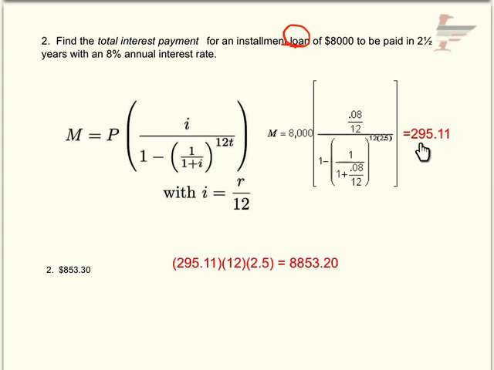$295.11. Well, you're going to pay that monthly for 2.5 years. So if you take that payment times 12 months times 2.5 years, you get this amount of money. Well, then you borrowed $8,000. So if you subtract the $8,000 from that, then you get that answer, and that's called interest, right? Because the bank gave you $8,000, you paid them back this much, so that difference is how much you gave the bank in interest.